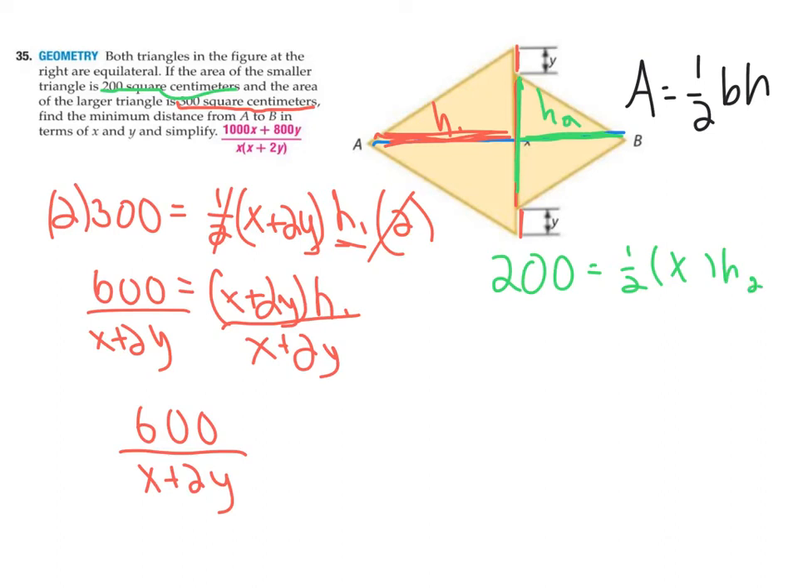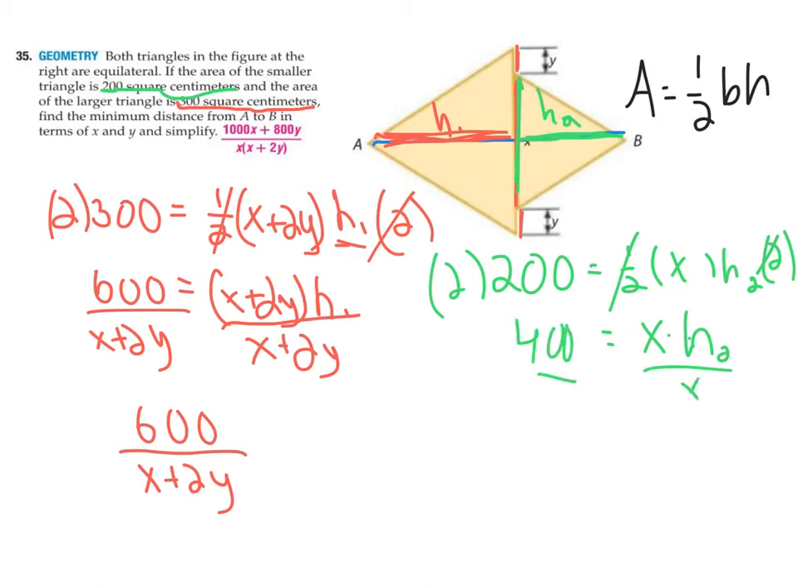So to solve for h2, we're going to multiply both sides by 2. And just like before, the 1/2 and the 2 simplify out. You have x times h2, and we have 400. Now dividing both sides by x, we find out what h2 is, and it's going to be 400 over x.